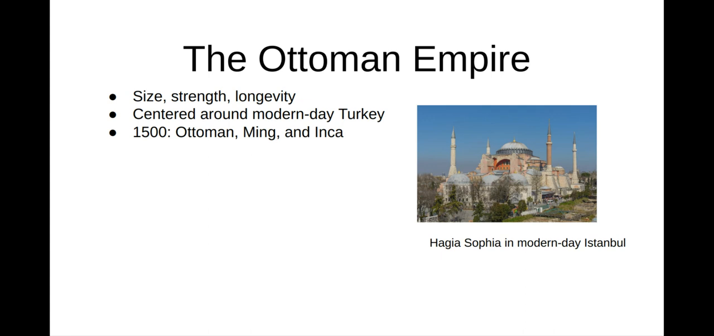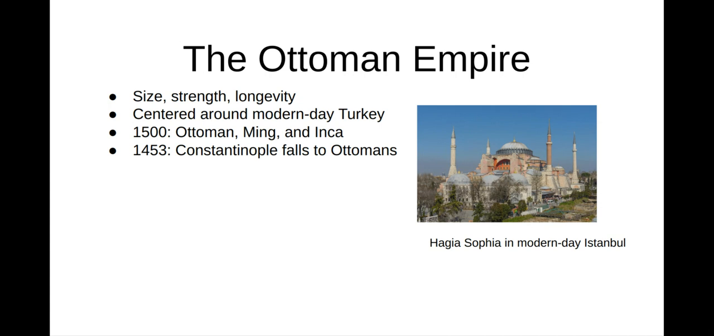North Africa and beyond. In 1500, the three most powerful empires on Earth would have to be considered the Ottoman Empire, the Ming Dynasty in China, and the Inca in Peru. It gives you a sense of the completely different context of the world in 1500. We often think of European history, oh, Spain was powerful. And no, they actually weren't. They were actually terribly weak at that time.